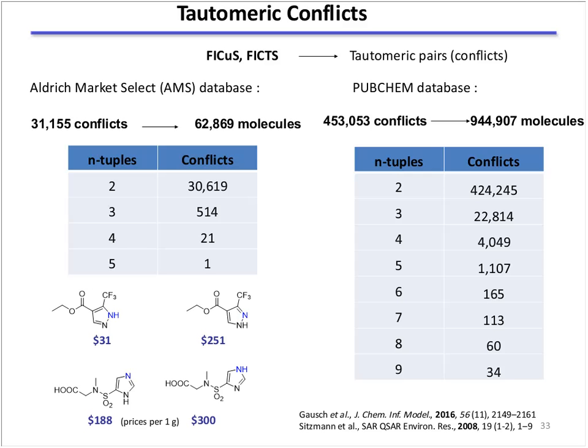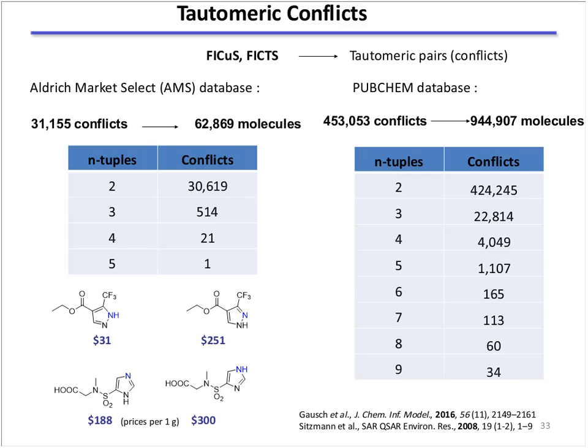Let me select some databases, the building blocks and screening molecules. We have found around 31 tautomer conflicts affecting around 63,000 molecules. Mostly these tautomer conflicts come from two tautomer pairs, and if we go down, these tautomer conflicts are there, mainly between the tautomer structures.